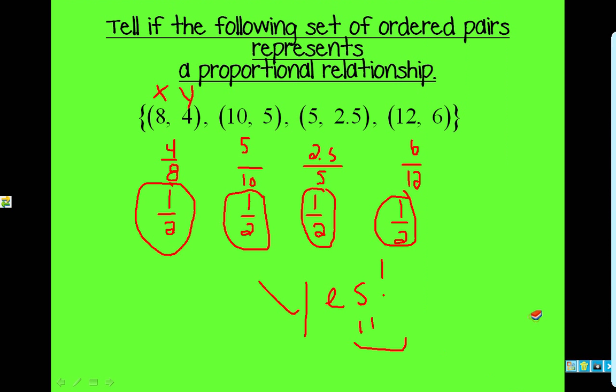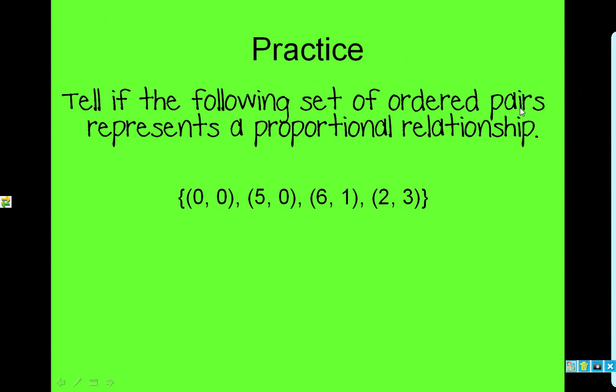Try this one on your own and do not forget your summary.